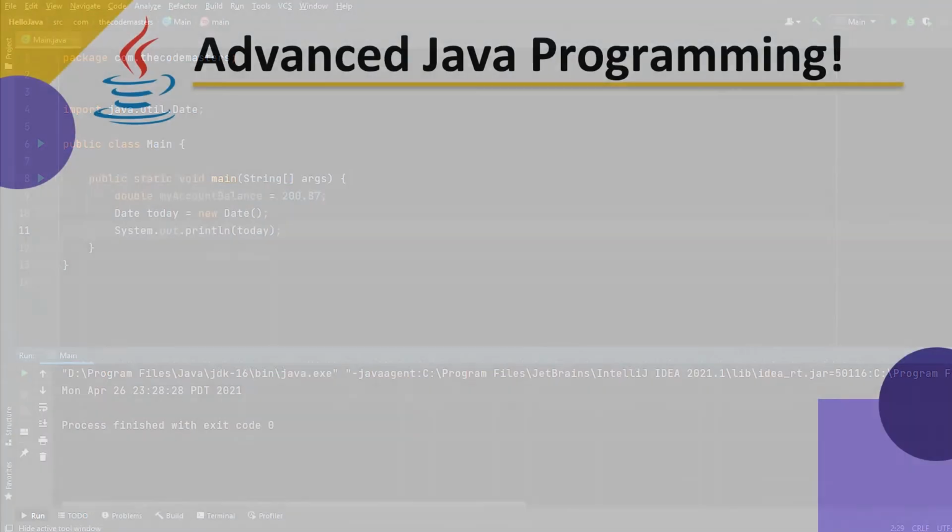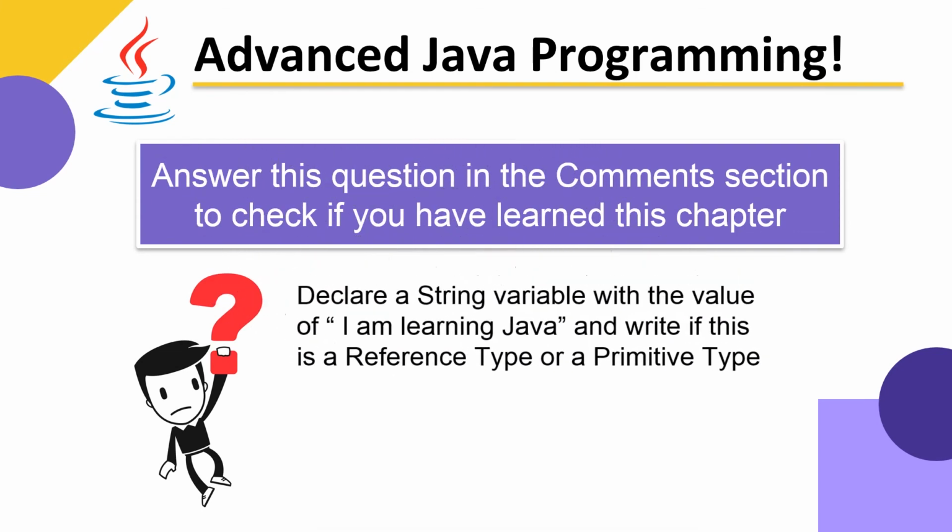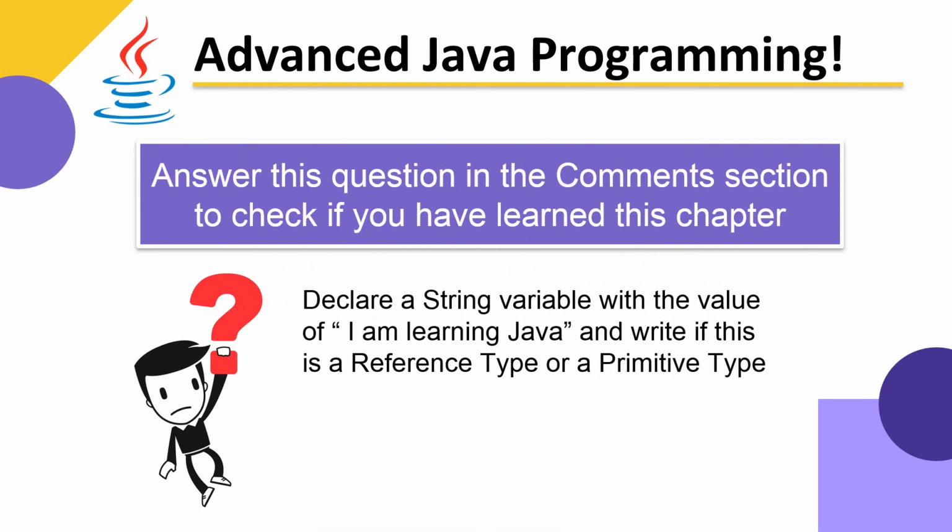To check if you have learned this chapter, please answer this question in the comment section. Declare a string variable and assign the value "I am learning Java" to this variable. Please write if string is a primitive type or a reference type.